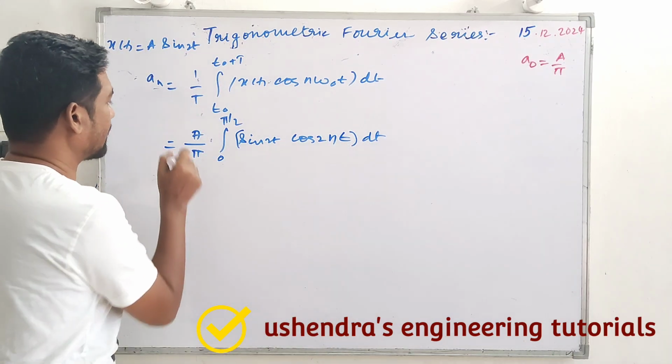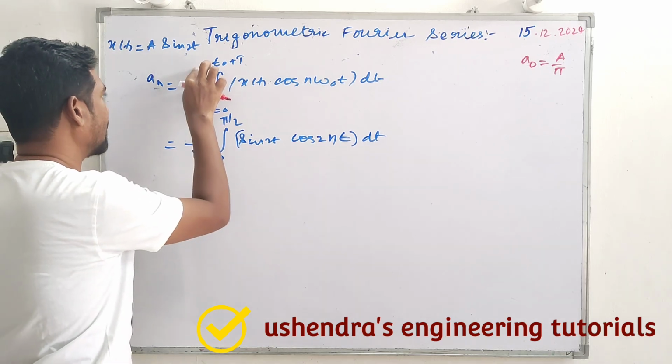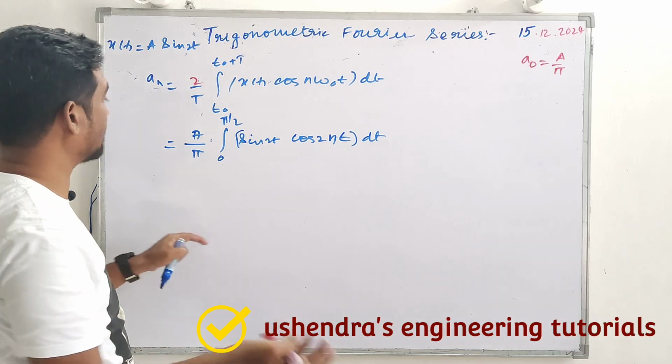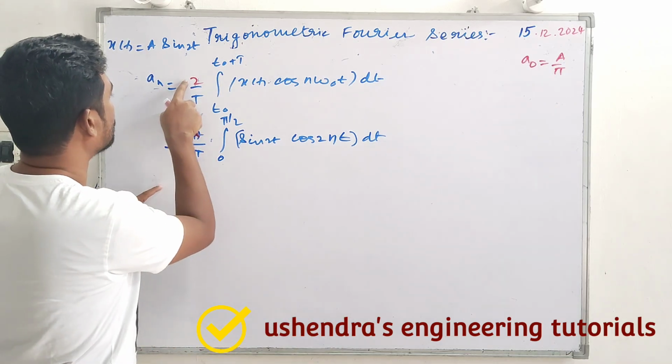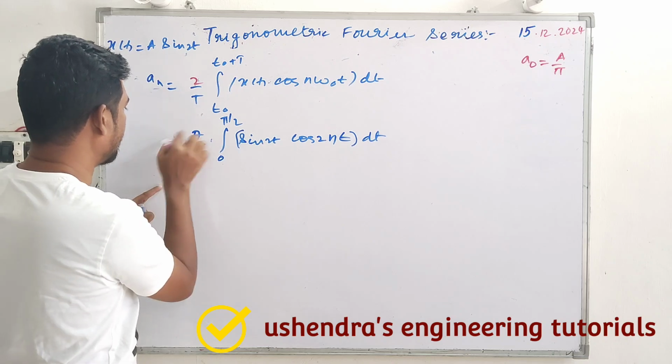Here we come across a trigonometric identity. Guys, once again I am really sorry, a n will be 2 by T. I'm sorry, I'm taking that back and correcting it over here. It's 2 by T, not 1 by T, and so we have that 2 here also.